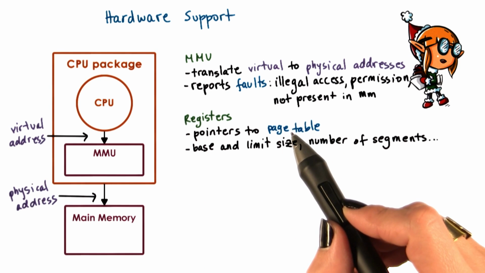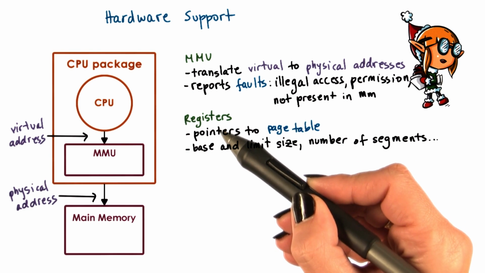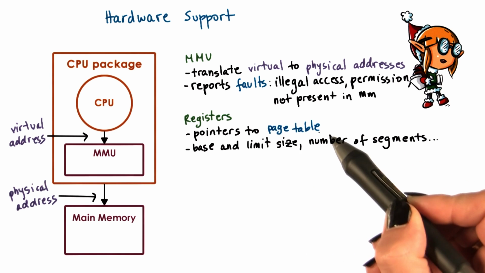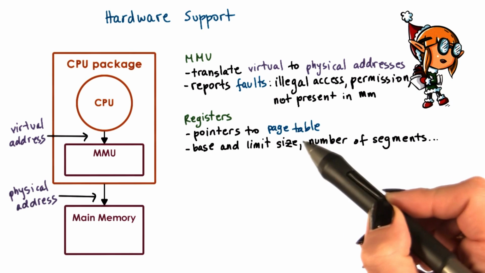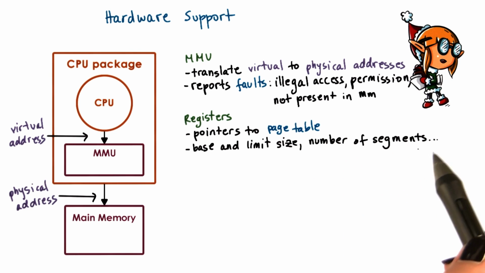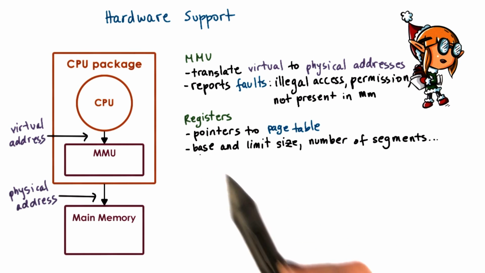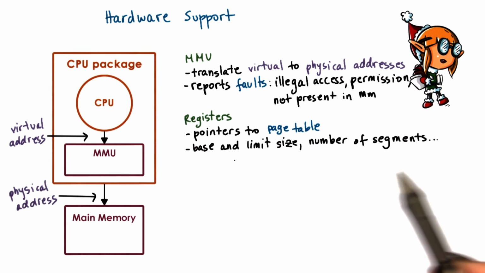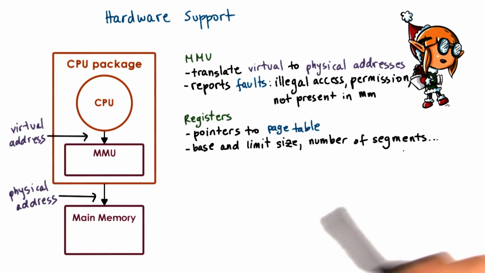Another way hardware supports memory management is by using designated registers during the address translation process. For instance, in a page-based system, there are registers that are used to point to the currently active page table, or in segment-based memory management, the registers that are used to indicate the base address of the segment, potentially its limit, so the overall size of the segment, maybe the total number of segments, and similar information.